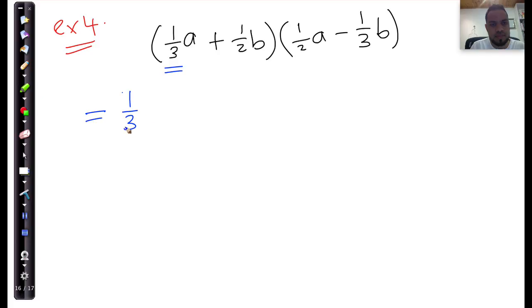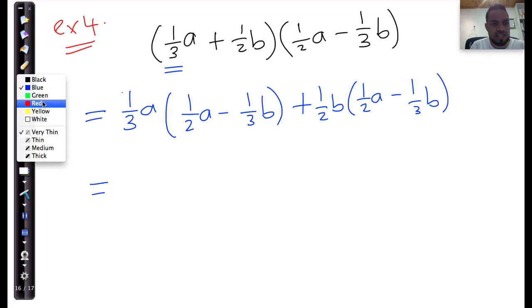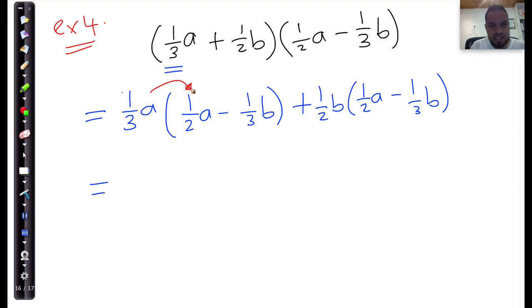So let's do this. That's going to be 1/3 A, and this is equivalent to saying A over a third, and we'll gain more exposure to that as time goes by, multiplied by a half A minus a third B. And then on this side we're going to say it's plus a half B multiplied by a half A minus a third B. Okay, that is equivalent to the following. So this multiplied by this, and then this multiplied by that one, and that one multiplied by that one over there.